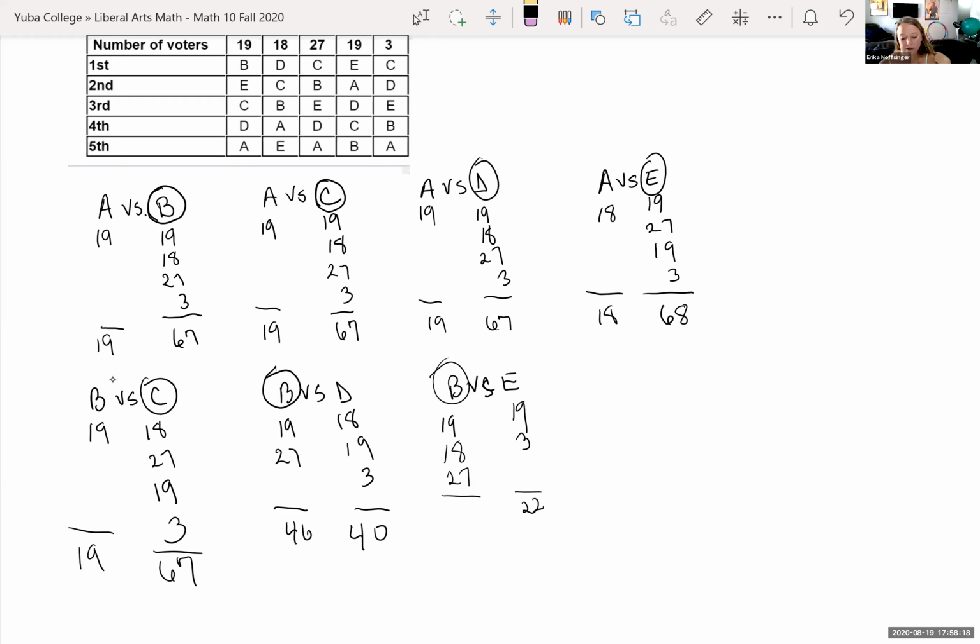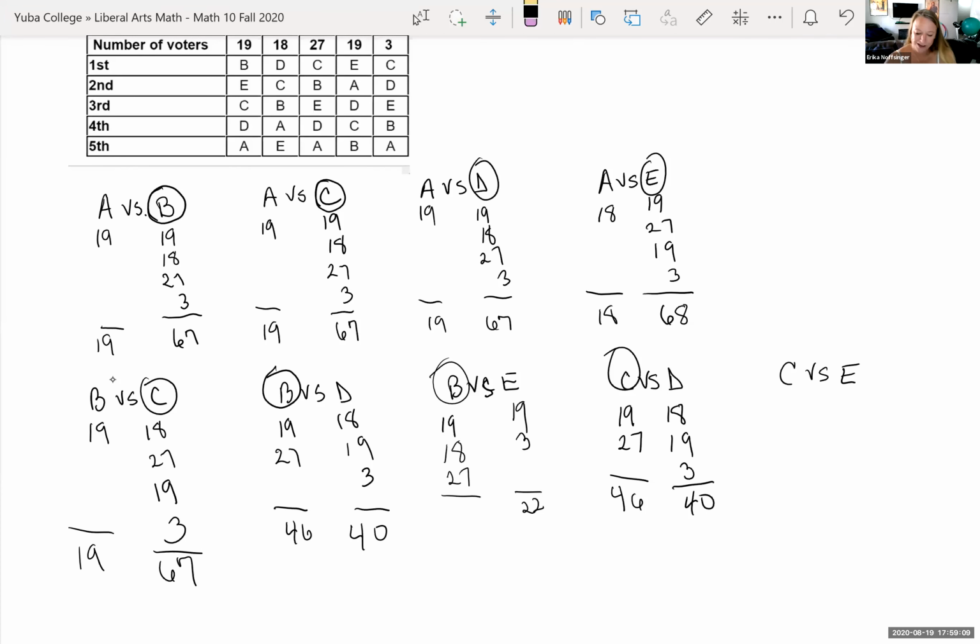So now we've got to rank C with all of the members, but we've already ranked A and C, B and C. And so we need to just do C versus D and C versus E. So C versus D. C is first, so they get 19. D wins the second ranking order. C is winning here with 27. D wins with 19. And C wins with 3. So that's 46, which means this is 40 and C wins.